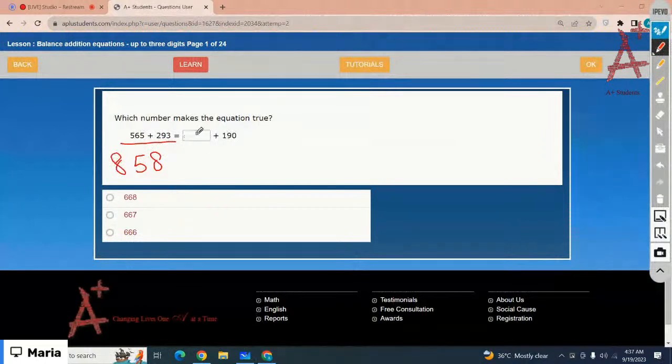You have a missing number here. We just did. If you have the sum of two numbers is given and one of the numbers is missing, how do you find the missing number? You have to subtract the given number out of the sum. So you have to do 858 minus 190. So which is the correct option?